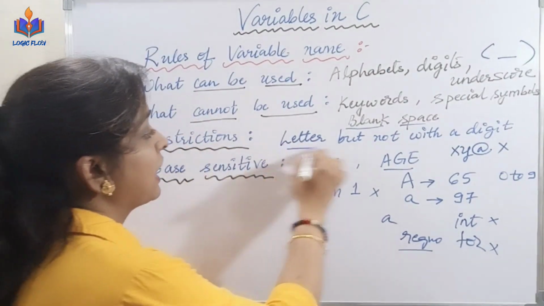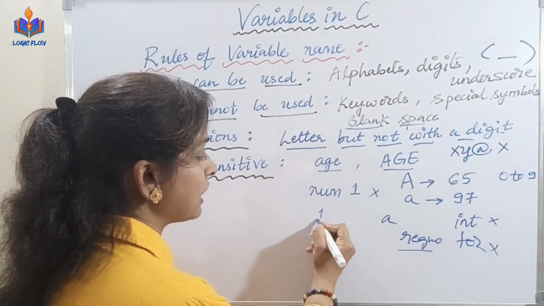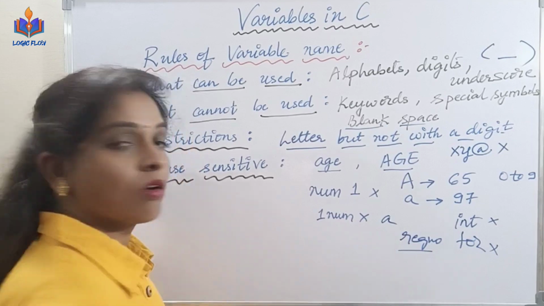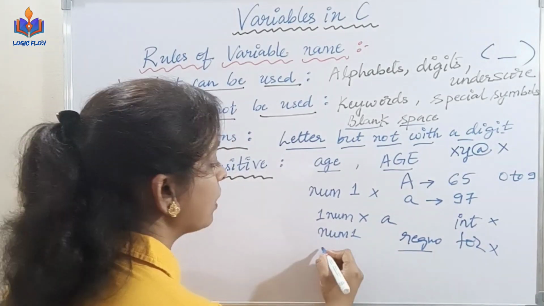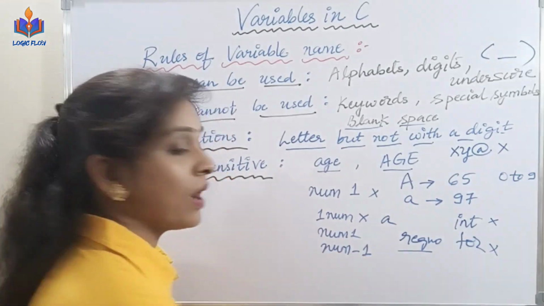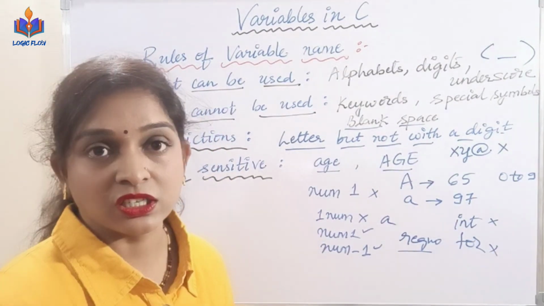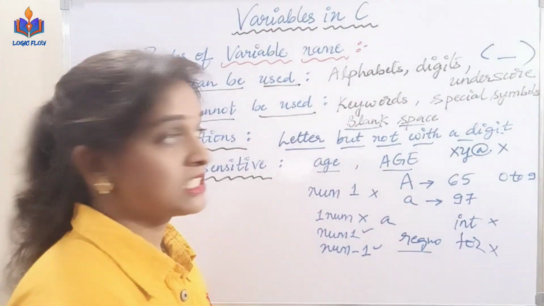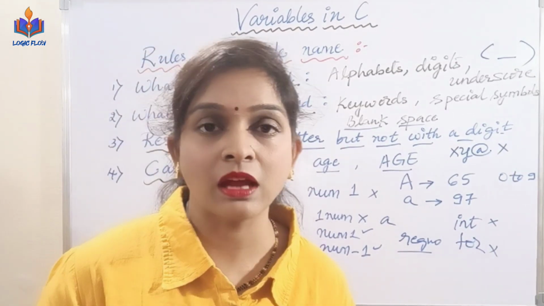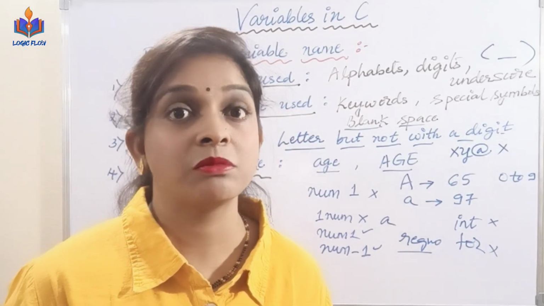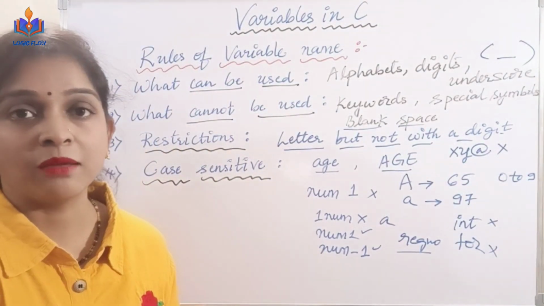Finally, it says it should start with a letter but not with a digit. If I have the variable name as 1num, this is wrong. I can have num1, or I can say num_1. This is correct. So it should start with a letter but not with a digit. And finally it is case sensitive. So you have different values for different cases. A variable name in uppercase is different, and a variable name in lowercase is different. So these are all the rules for variable names.